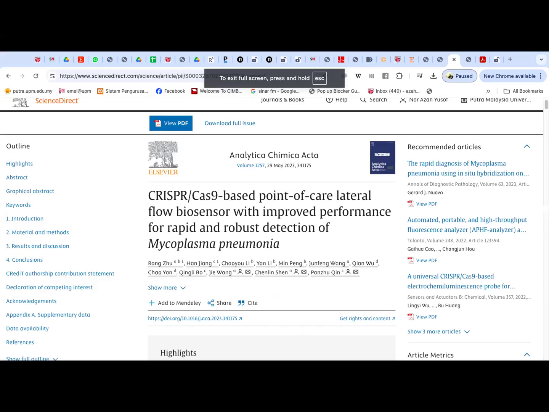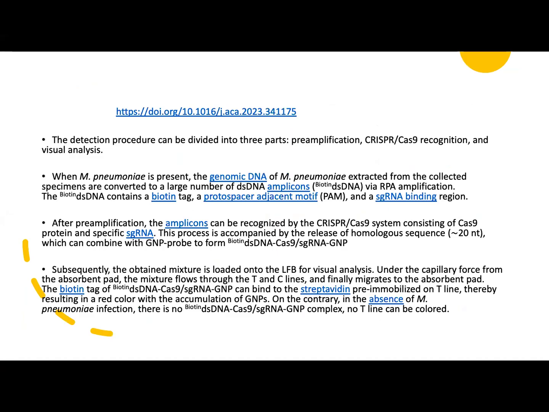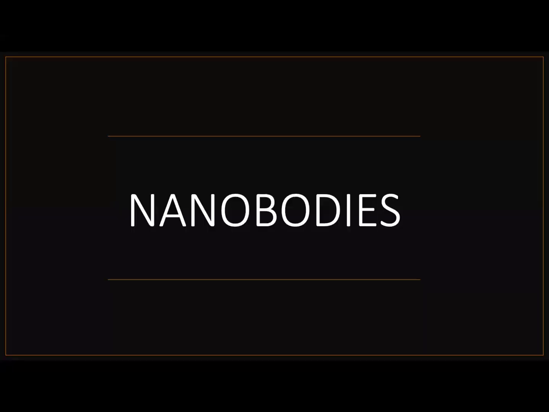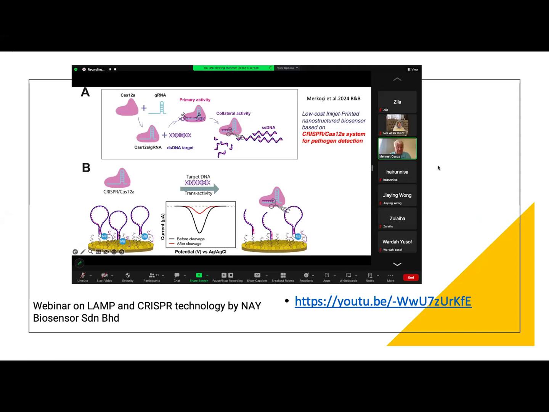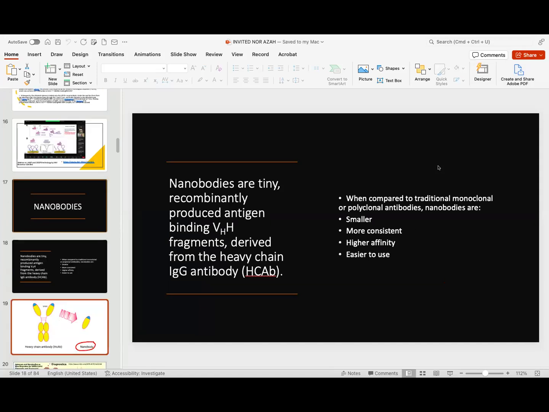You can see that it can also be used with rapid test kits. I myself have organized a talk on CRISPR technology. If you're interested, you can find the title, Webinar on LAMP and CRISPR Technology by NAY Biosciences and Heart, and you will find this talk on CRISPR technology. I know it's actually a very foreign topic to be discussed, but I hope this is something new that can give you extra knowledge.